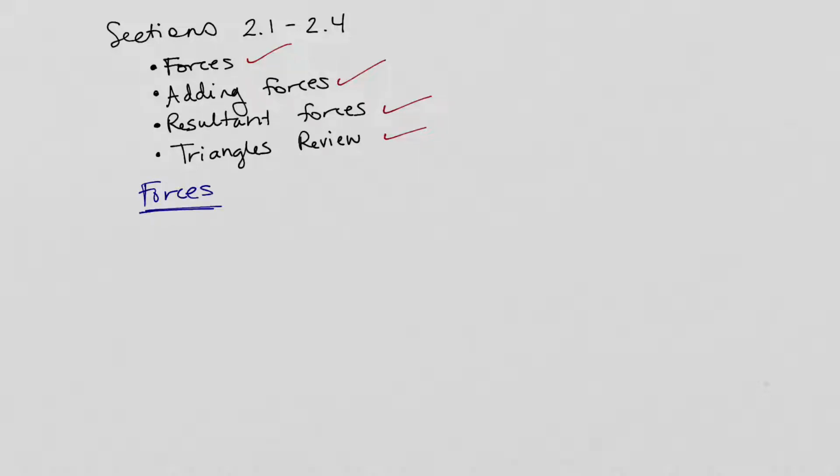So for forces, what are important about forces? Let's say we have an eye bolt or something, and we have two forces coming off of this. So you could have a rope or something that's pulling this. So say we have F1 and F2.